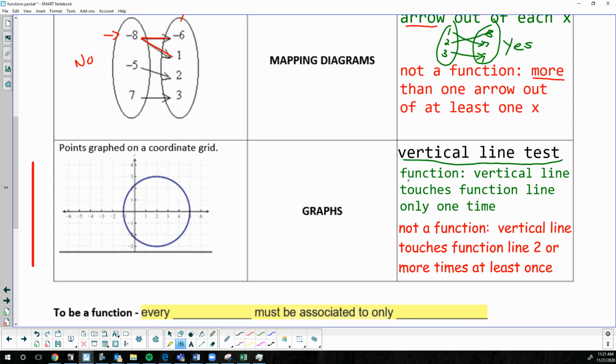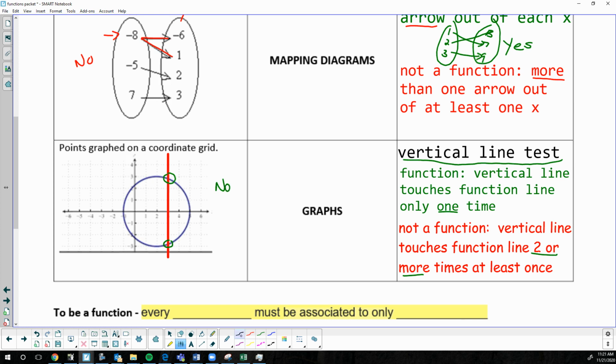Okay, so what you're going to do, and that's why this red line is here, you're going to draw a vertical line through the function so that it touches part of the function. Okay, again, 1 is your good number. If that vertical line touches 1 time, it's a yes. If that vertical line touches 2 or more times, it's a no. So this function right here touches 1 and 2. So this is a no.